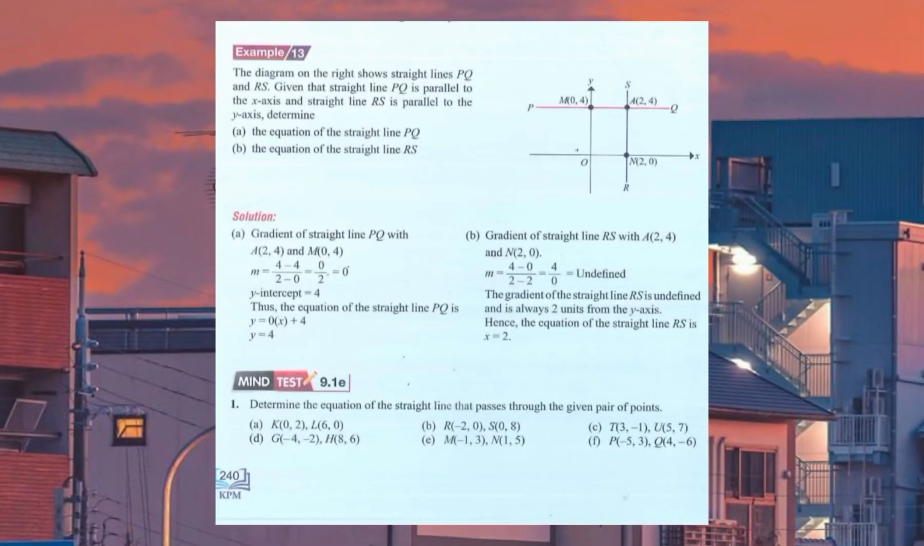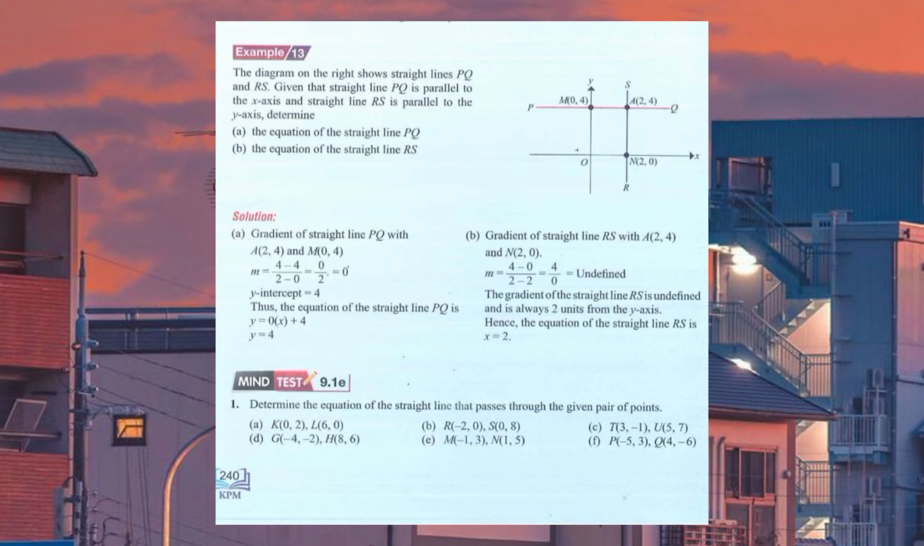Example 13. The diagram on the right shows straight line PQ and RS. Given that the straight line PQ is parallel to the x-axis and straight line RS is parallel to the y-axis. Determine A. The equation of the straight line PQ. B. The equation of the straight line RS.